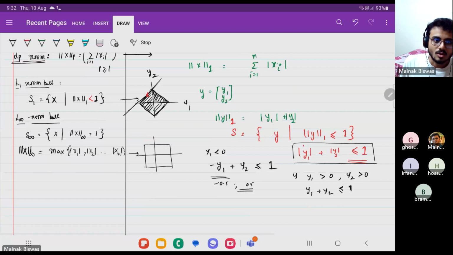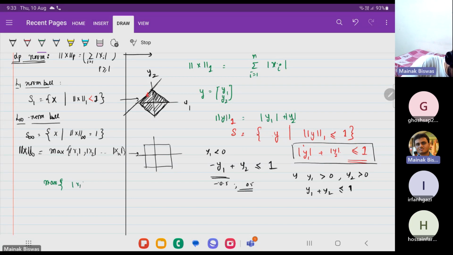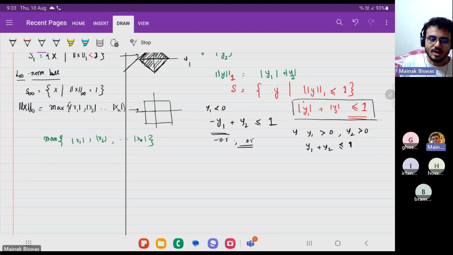Yes. Okay. So what will be your L infinity norm? The L infinity norm is a bit tricky. This is a very useful norm in your computer science approaches. You may define the L infinity norm to be the maximum of x1, x2, up to xn. Can you tell me why this is true? Can you give a brief intuition as to why the L infinity norm is this?